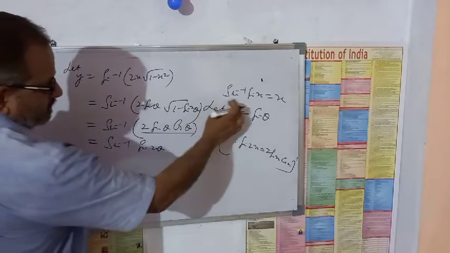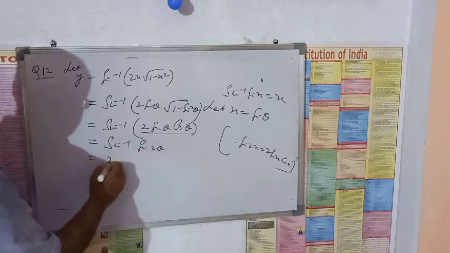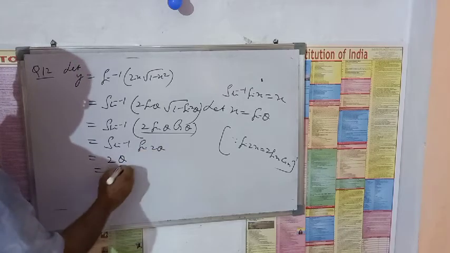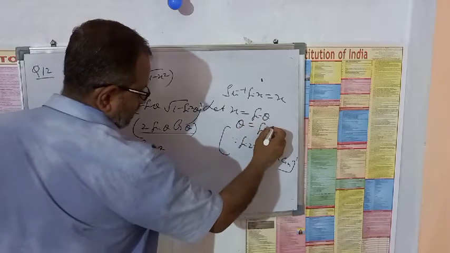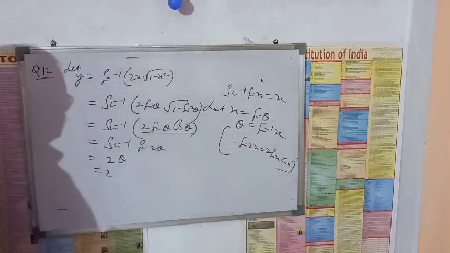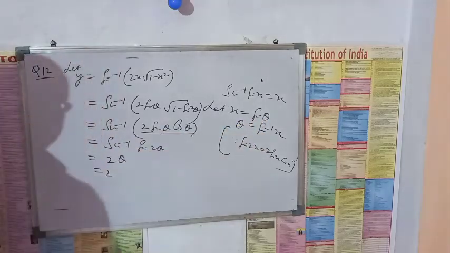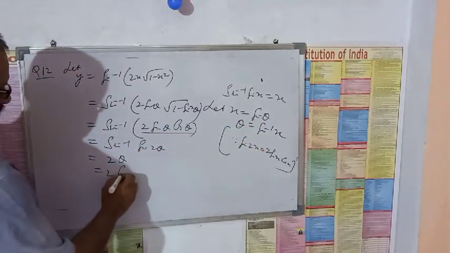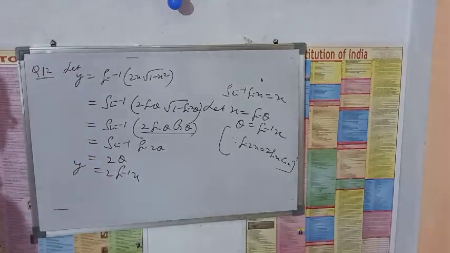Now use this property, sine inverse sine x is equal to x. Sine inverse sine 2 theta will be 2 theta. Put the value of theta. X is equal to sine theta. What will be theta? Therefore, theta will be sine inverse x. So it will be 2 sine inverse x. This is y.